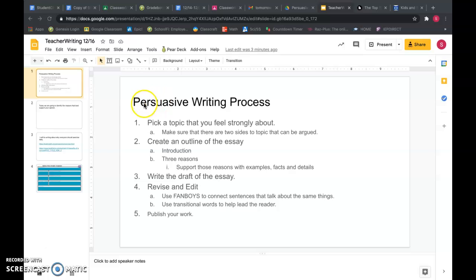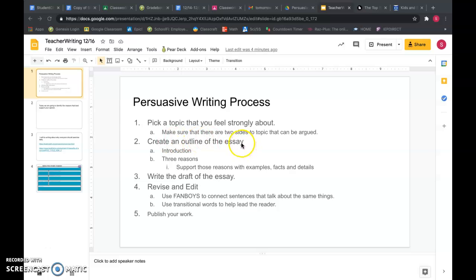So the persuasive writing process that we're going to be using is the first thing we're going to do is pick a topic. That's what we're talking about now. Making sure that there are 2 sides to that topic that can be argued. So the side that you have and the side that someone else has. Making sure that there's 2 sides because you always want to make sure that you argue your side, and also you can also discredit someone else's side.